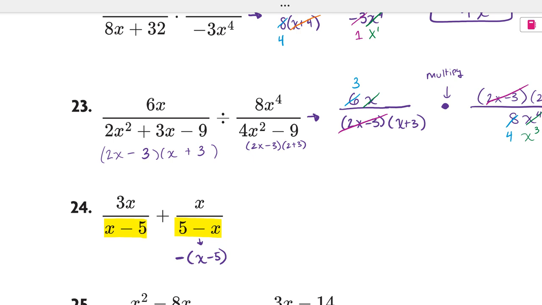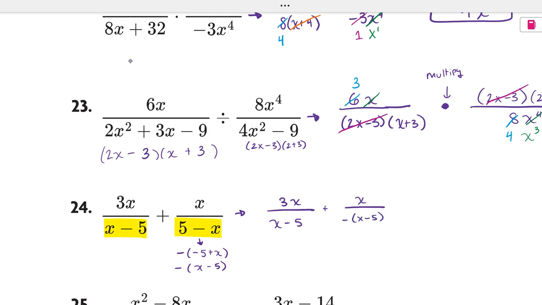I can factor out that negative, and I'll do it in a few steps actually. I'll do it negative, and then it's negative 5 plus x. And then I can show that I can just flip that order to make it x minus 5. So now they're the same. So I haven't changed this part at all.